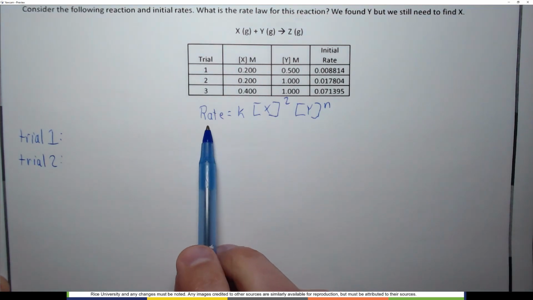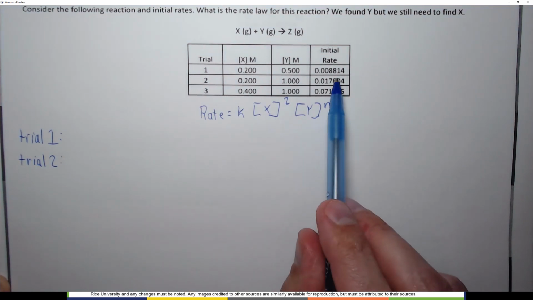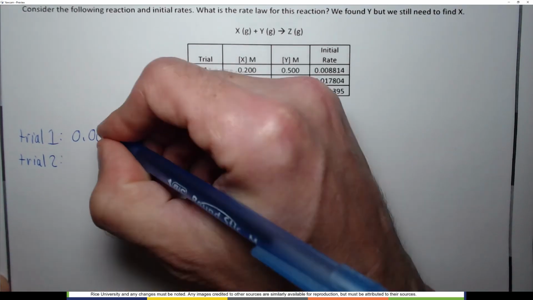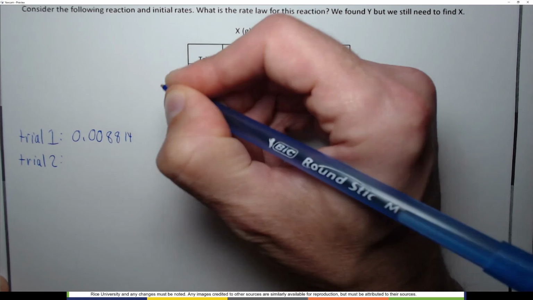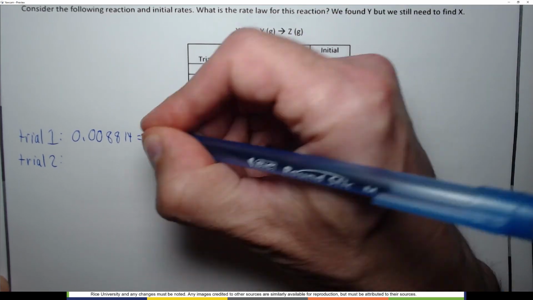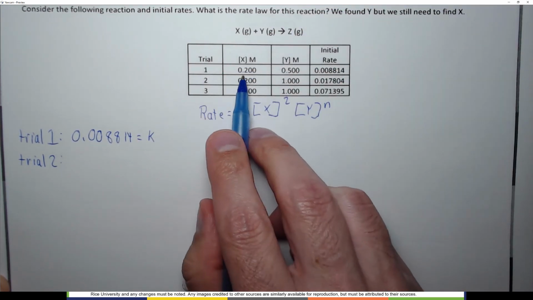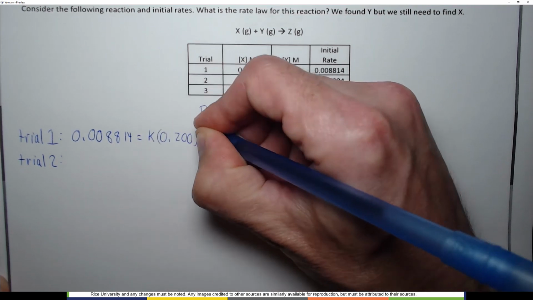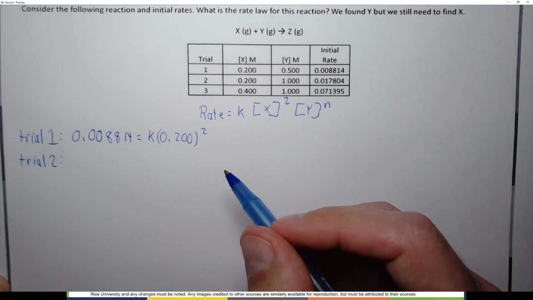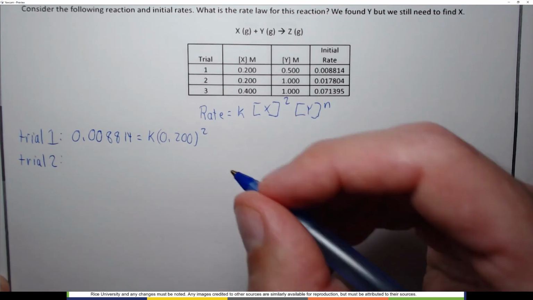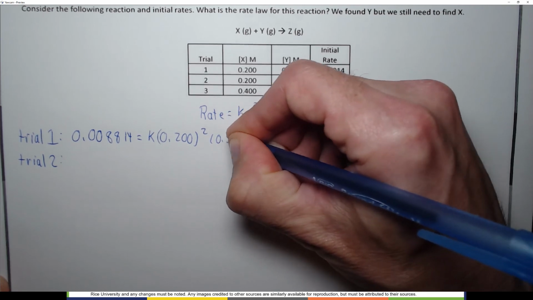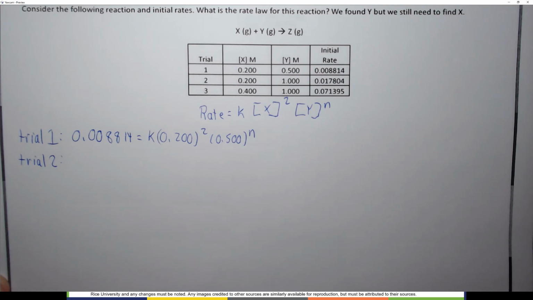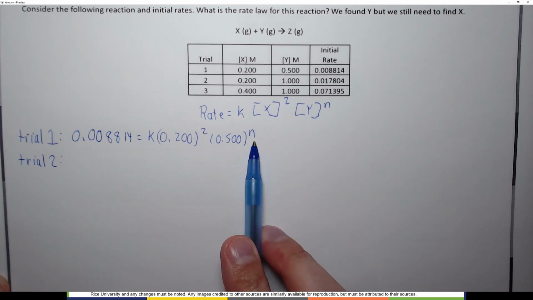Now I'm going to, just like before, fill out everything I know. I know rate for trial 1. 0.008814 equals k is still a variable. I do know concentration of x. It is 0.200 to squared, or if you want to leave it as m, it doesn't matter. All right. I know concentration of y, 0.500, but I don't know the value of n, so I have to leave that as a variable. Again, I have 2 variables, k and n.